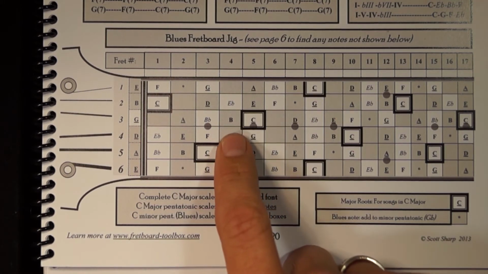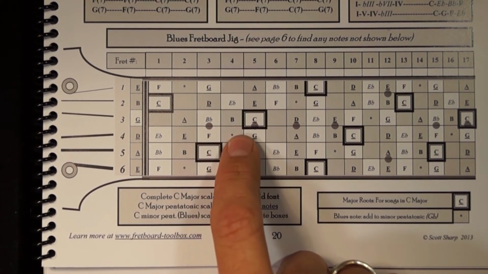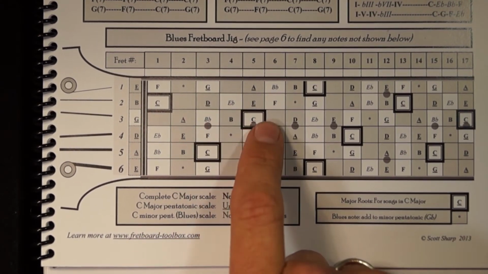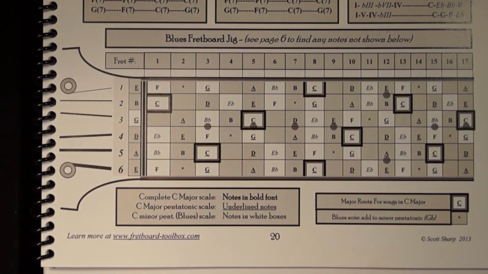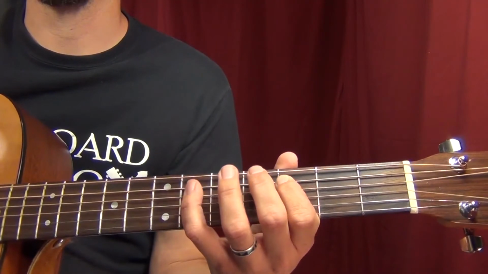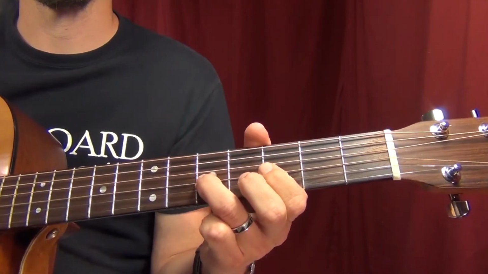So to add the blues note, I just want to add this asterisk in here. So this time I'm going to go C, E flat, F, G flat, G, B flat, C. So here's my blues note here. It's the flat 5, G flat in this key. So here's C, E flat, F, G flat, G, B flat, C.